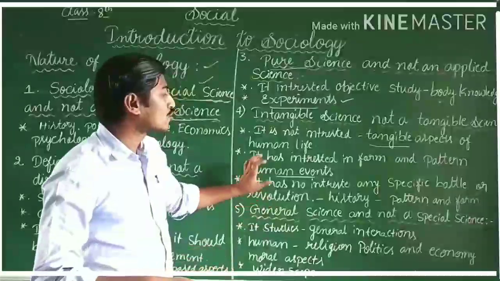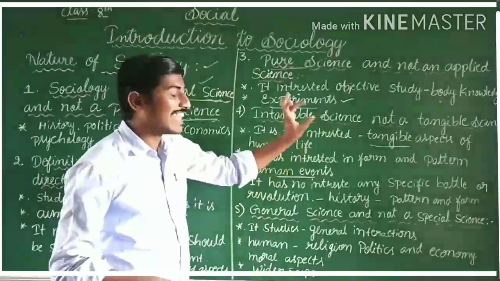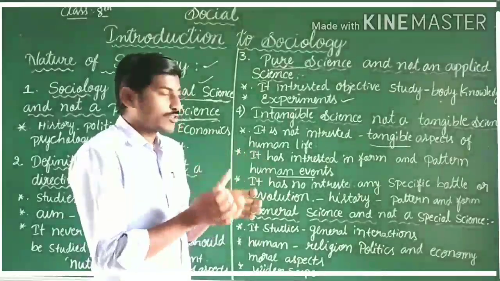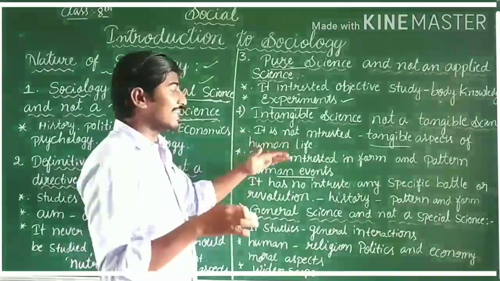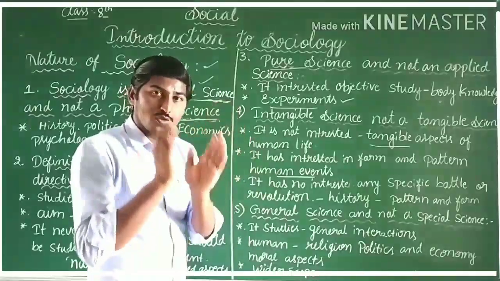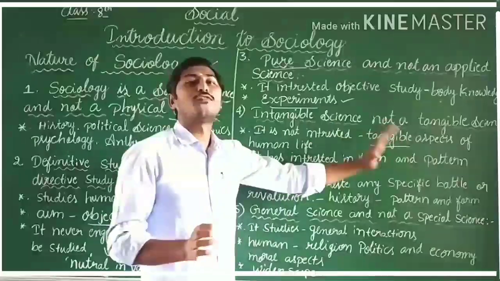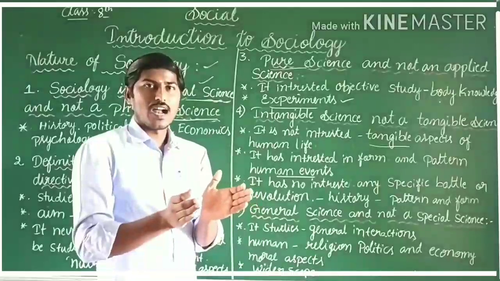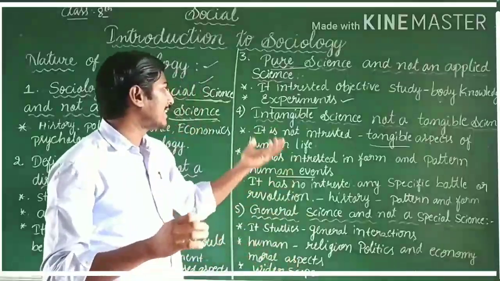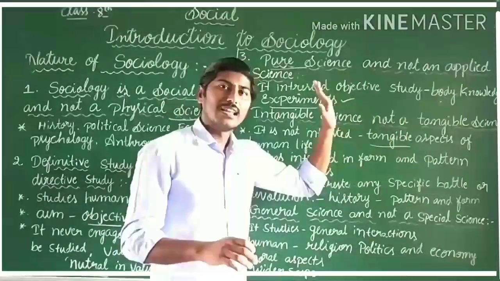And it has no interest in any specific battle or revolution like history. In history, the specific battles and revolutions come up. But sociology is not interested in specific battles or revolutions like history. In sociology, we study them as a pattern or form. We can learn pattern and also form in sociology. So sociology is an intangible science, not a tangible science.